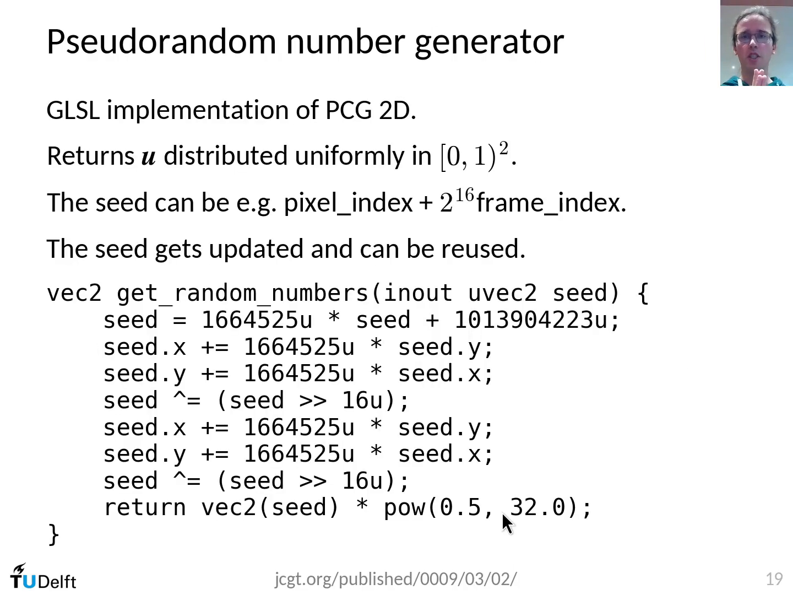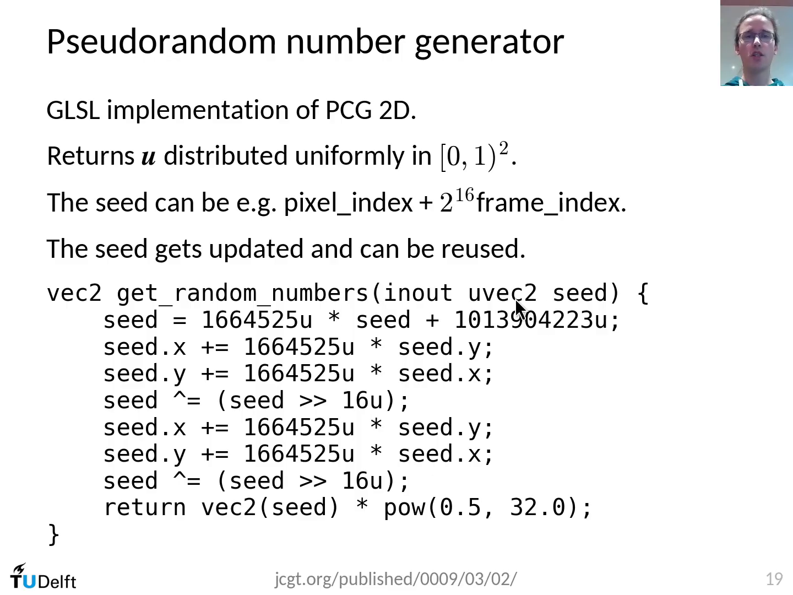Now, to actually use Monte Carlo integration, we need one more ingredient, namely we need random numbers. If you're using C++ or C or something like this, you have access to a random number generator in the standard library. But on GPUs, we don't have that, so we have to come up with something ourselves. And what you see here is a pseudo-random number generator that I like because it's relatively good and relatively inexpensive. It's called PCG2D. You can read more about it in this paper linked down here.